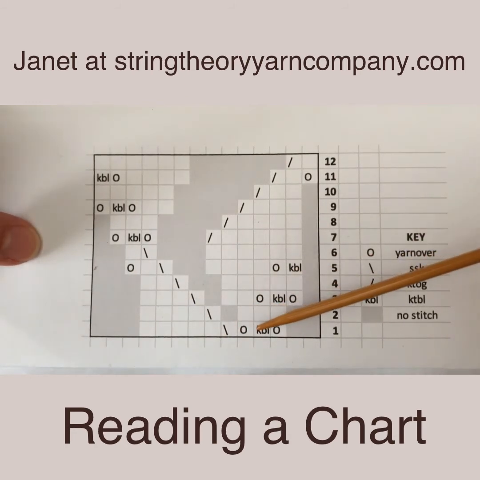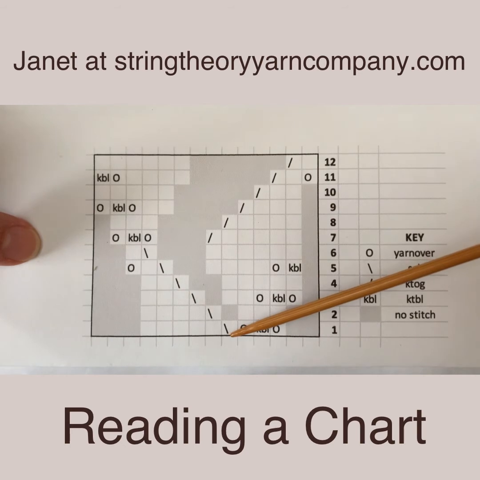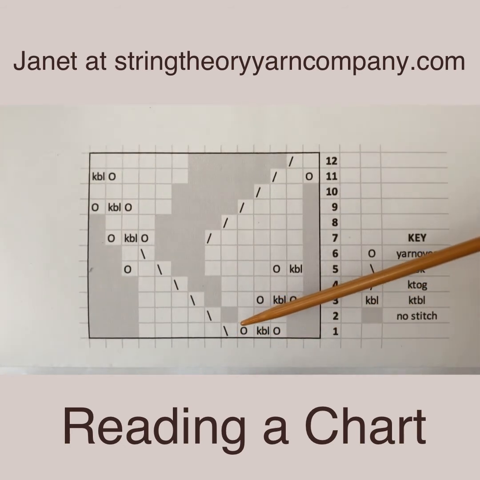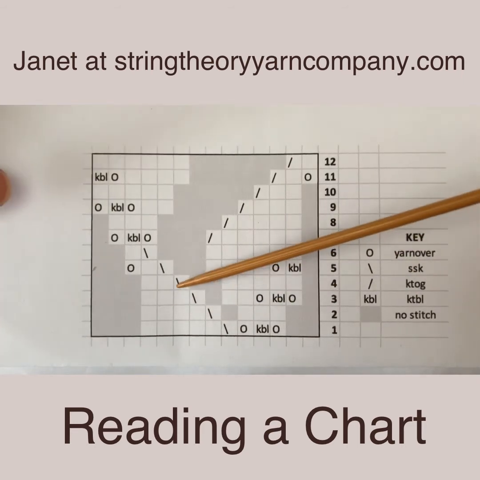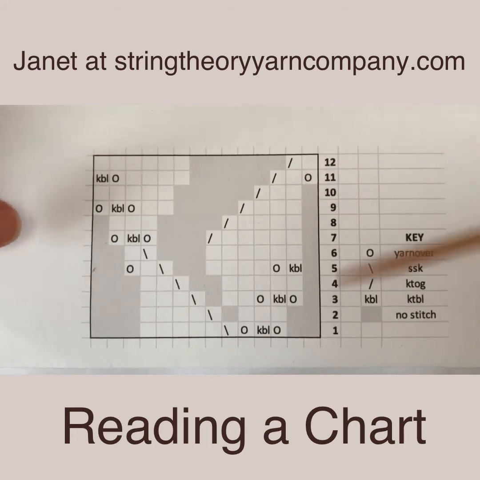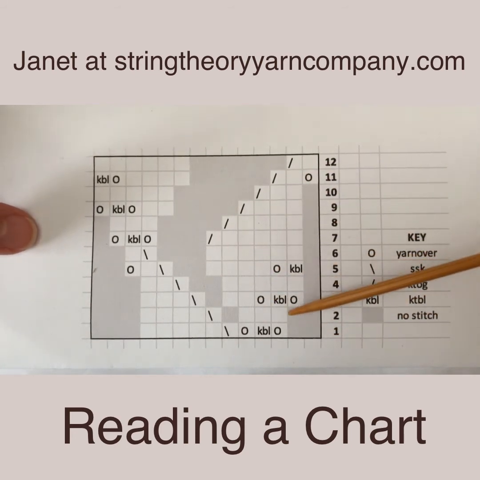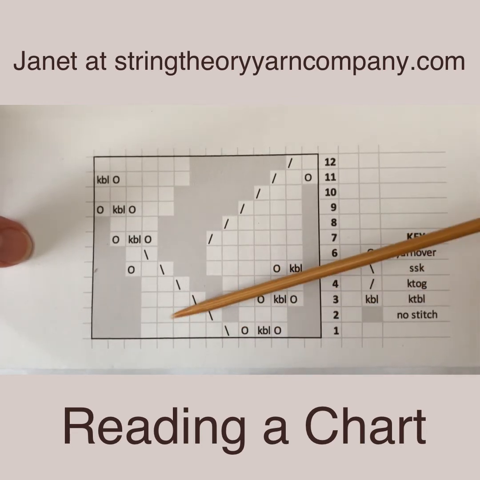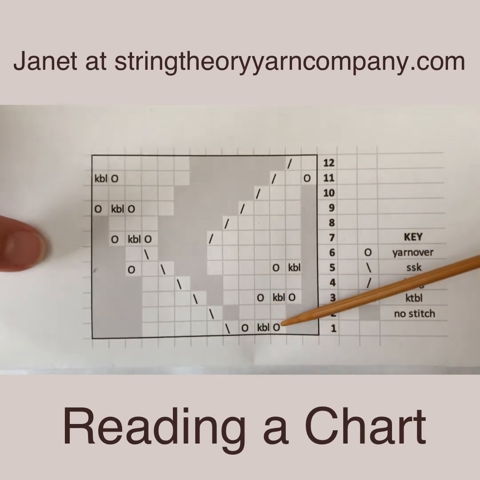So the other thing to note is that an SSK is a decrease that leans left naturally, and knit 2 together leans right. So the left leaning decrease is your SSK, and then these are all knit 2 togethers up here. So you would repeat that. That's an 8-stitch repeat, so that you would repeat that over and over and over in the round.